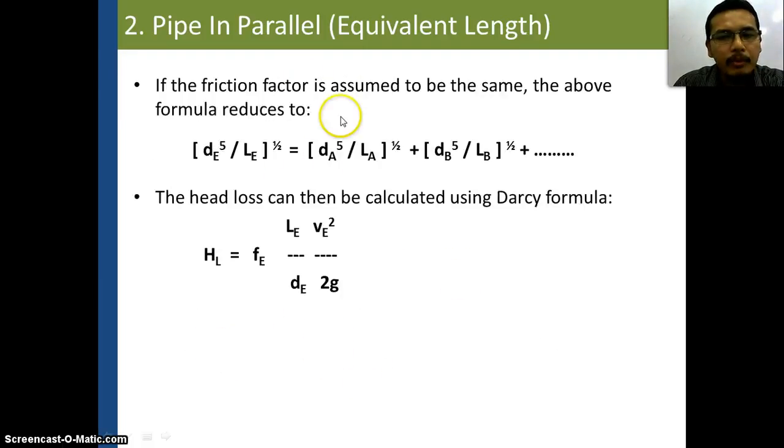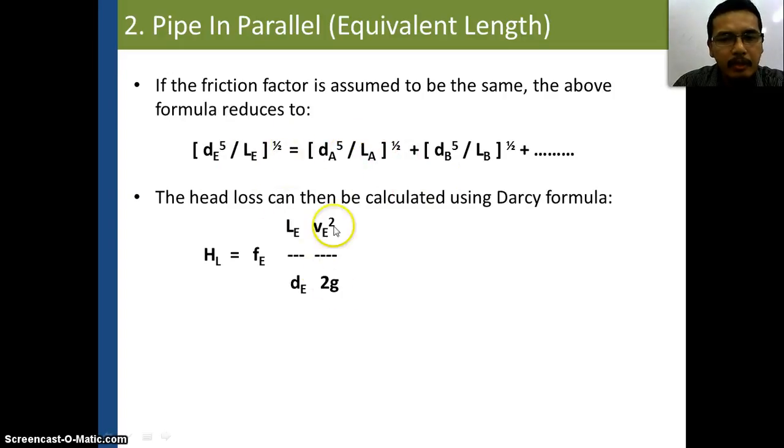And then also with the friction factor, if you are using the same material, the friction factor will be equal. So the formula reduces to this one. It is a little bit different from the pipe in series; this one is pipe in parallel. We need to determine it based on the formula.